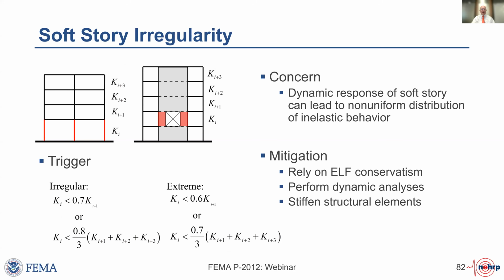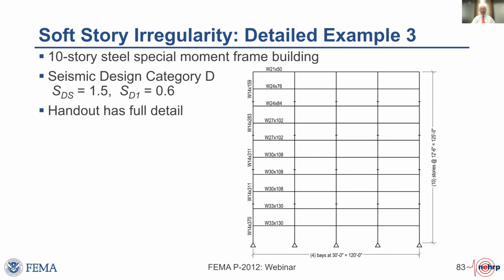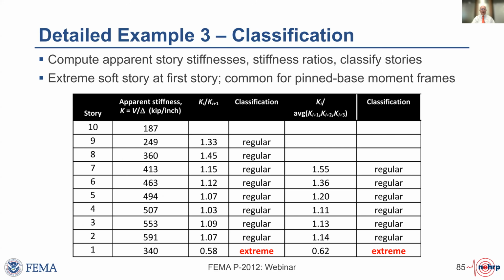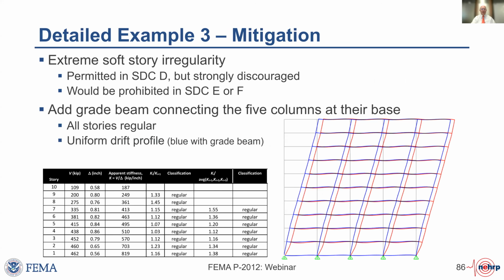For the soft story irregularity, we're looking for dynamic response, so being concentrated in a story. The idea that we could get a concentration of demands there that could be problematic. And so we go through a steel moment frame example, detailed example 3, and cutting to the chase, we find that for this system with pinned bases at the columns, we have an extremely soft story at the bottom. The way we mitigate that is by introducing grade beams to connect the columns at their base. And that eliminates that soft story concern, makes the building perform regularly.